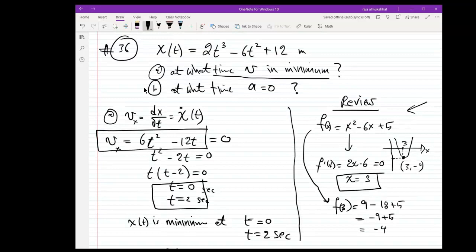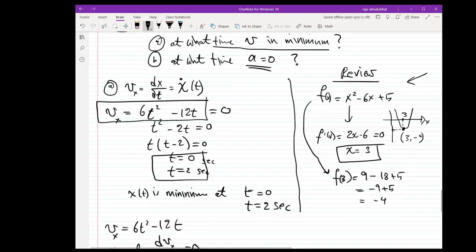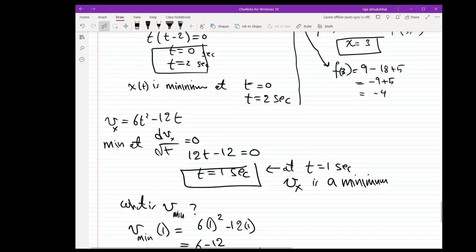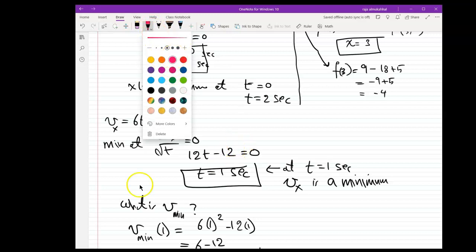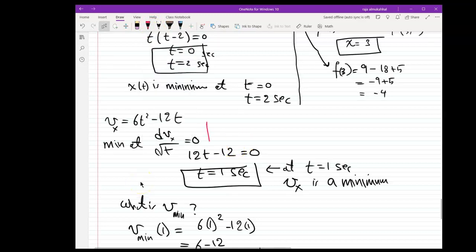And the last part, sorry, I keep going back. At what time is A zero? A is acceleration. Acceleration is the derivative of the velocity, which we already got right here. This derivative of the velocity is really the acceleration, and it is equal to 12t minus 12.